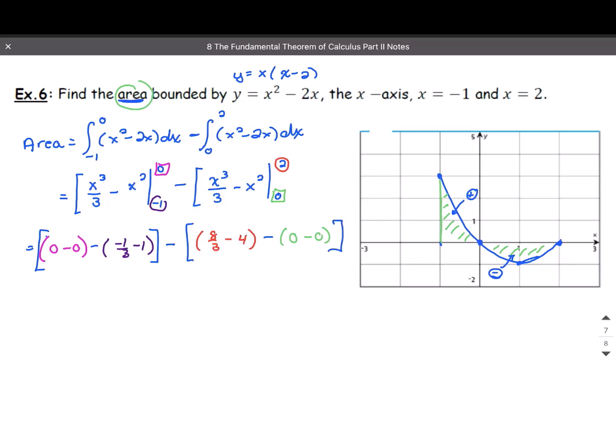All right, now what do we have here? So this all is 0. We have the negation of negative 1/3 minus 1. That's a negative 4/3, so this makes it positive 4/3 minus, and then we have 8/3 minus 4/3. Now 4/3 is 12/3, so 8 minus 12 is a negative 4/3, but 2 negatives makes a positive, and now we have 8/3 is the area. So 8/3 is the actual area.